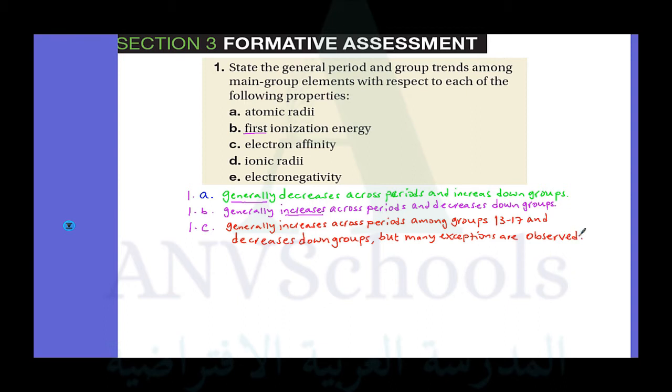So we have to highlight again the main points of this part. It says generally increases across periods among groups and decreases down a group, but many exceptions are there. That's why we say generally. So what is electron affinity? The tendency of an atom to acquire an electron so that it becomes a negatively charged ion. To do this, energy is involved: either energy is added or removed.